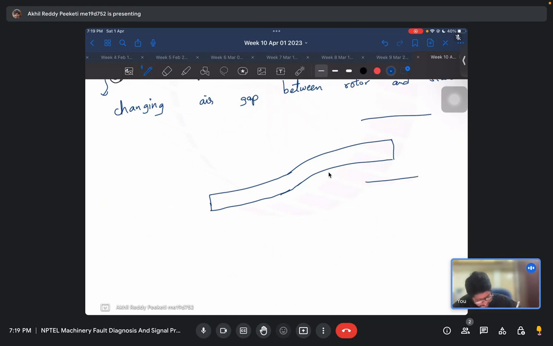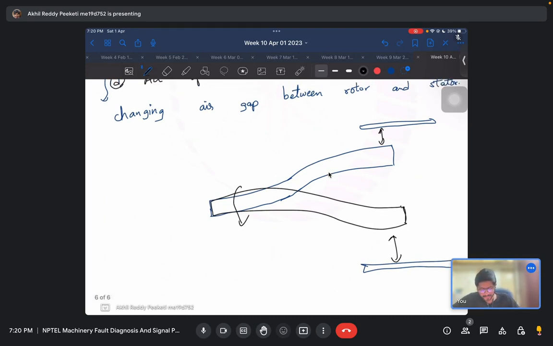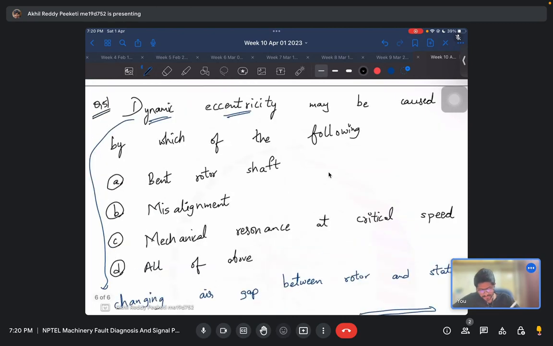And this is an exaggerated view. Now in this case, this would be the minimum air gap. But as this rotor rotates to a position which is like this, this is where the minimum air gap will be. And it could be different also. So a bent rotor shaft can actually cause dynamic eccentricity.